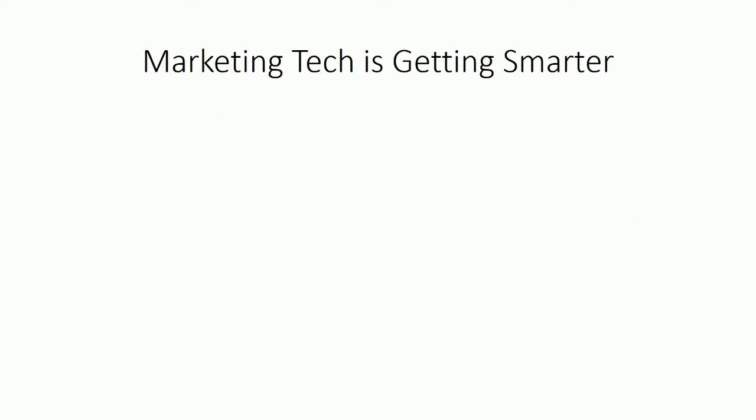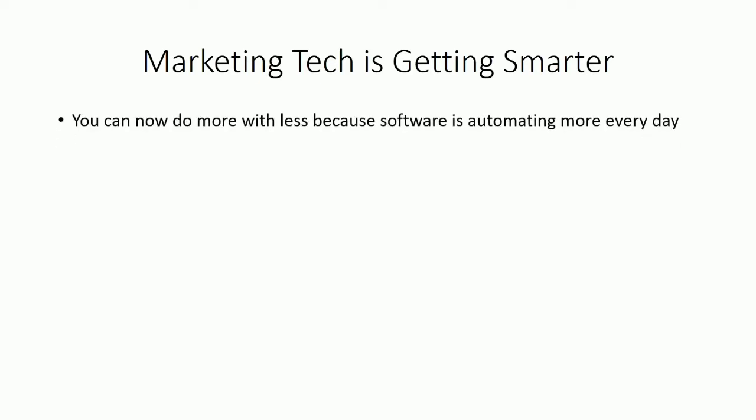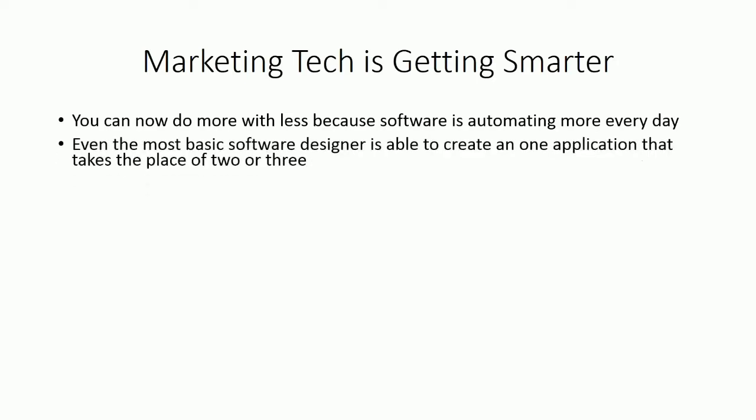One of the things you probably realize is that marketing technology, whether you are an online marketer or a brick and mortar business owner, is getting smarter every single day. You can now do more with less because software is automating more of what we do. Even the most basic software designer is now able to create one application that takes the place of two or three that used to do the same job. How many of you have found that? Many of these software designers are doing an excellent job of combining applications. You're probably seeing that, and you've probably purchased some of them.